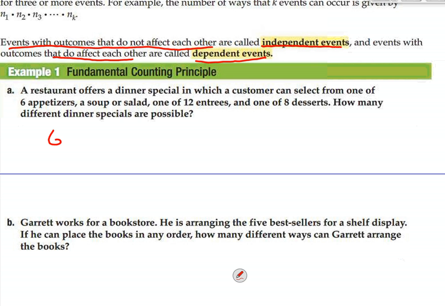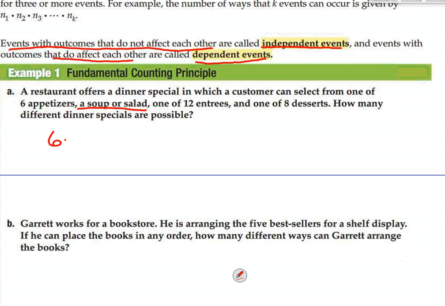So you have 6 appetizers, super salad, so you have 2 choices there. Entrees, there are 12 choices. Desserts, there are 8. And so to figure out the total possible different dinner specials you could put together, it's 1152. And just to let you know, how would you set this up if you weren't sure?